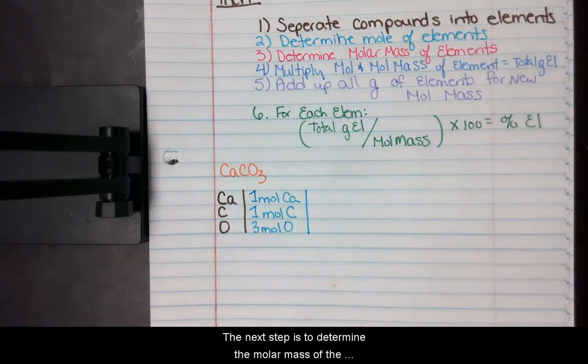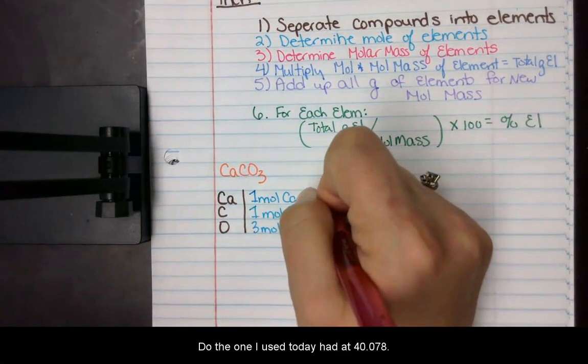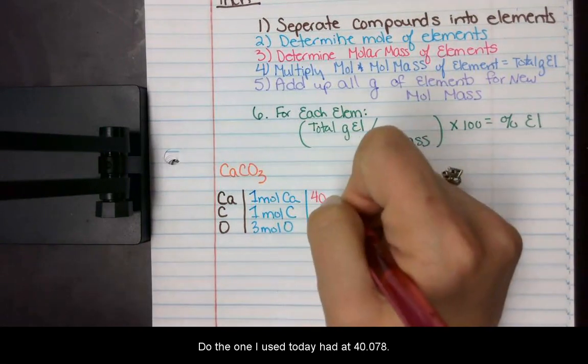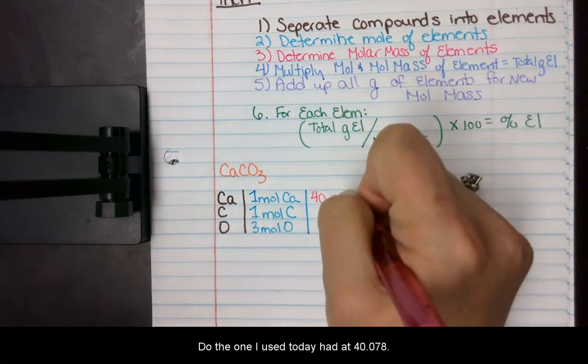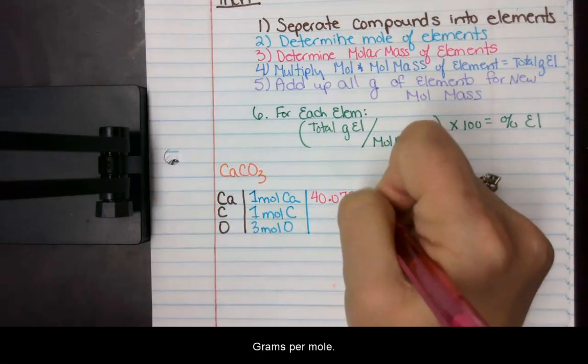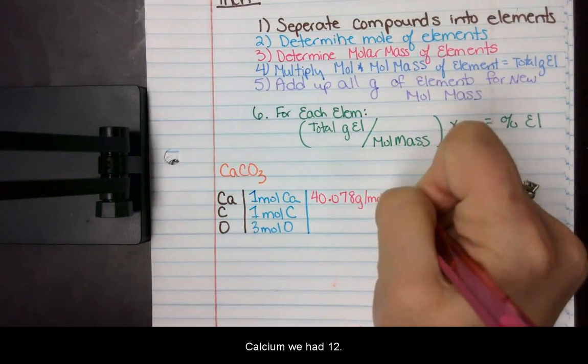The next step is to determine the molar mass of the elements. We're pulling those right off the periodic table. I realize different periodic tables have different molar masses because different periodic tables round differently. I will make sure they're all standardized for assessments. So the one I used today had 40.078 grams per mole of calcium.